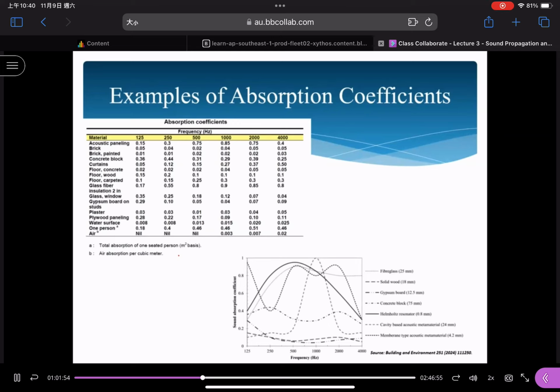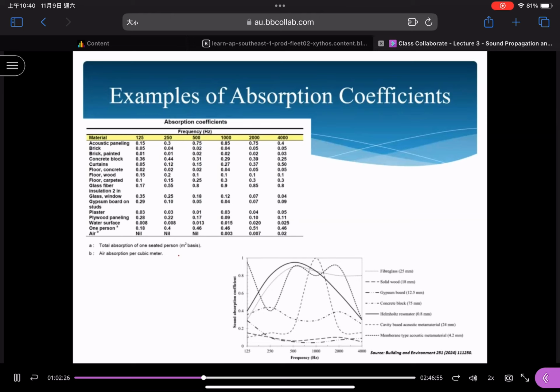Let's take a look at this one, and then we take a break. Here we need to do the frequency analysis. Referring to this figure, you can see that different materials have different absorption coefficients. The coefficients must be in the range from 0 to 1. When it is equal to or near 0, it means it is highly reflective. When it is closer to 1, it is highly absorptive.